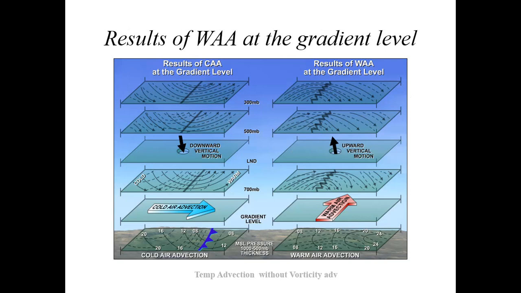So the right-hand portion of the image, in this case, we have warm air advection represented by that arrow, okay, at the gradient level, and you have upward vertical motion because the air is less dense. This typically happens on the backside of surface high pressure systems when your winds switch around to the south and southwest in the northern hemisphere.